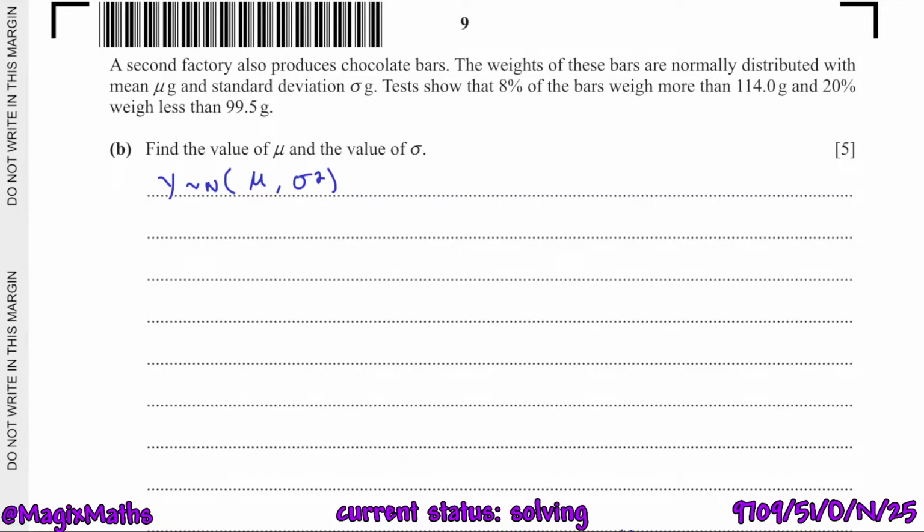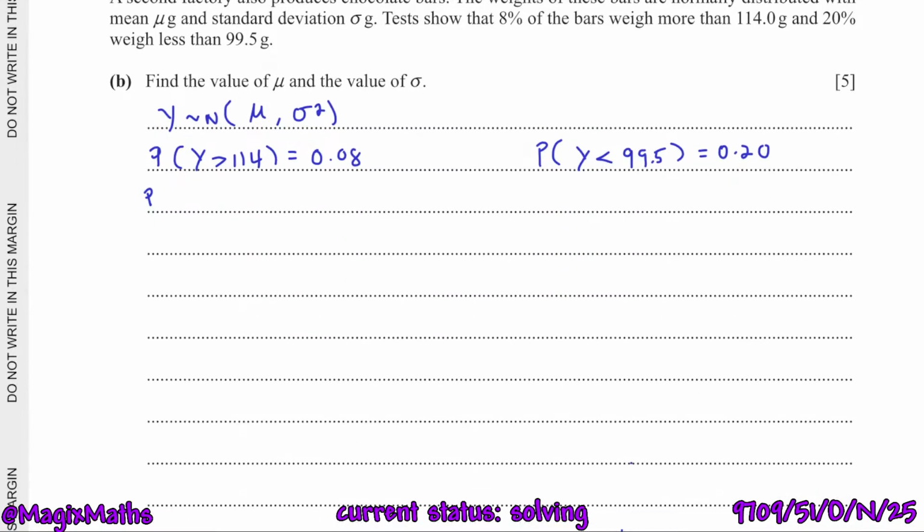Yep, so let's continue. Tests show that for bars weighing more than 114, it's 8% or 0.08. And for bars weighing less than 99.5, it's 20%. So yeah.